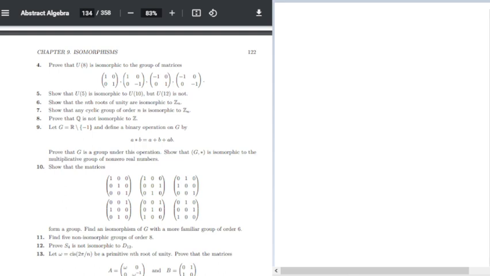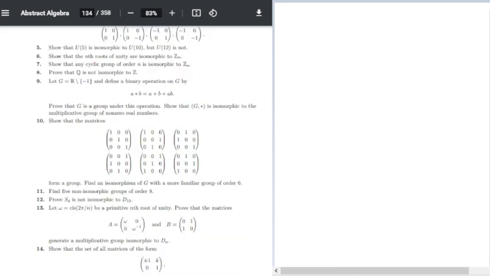Show that the nth roots of unity are isomorphic to Z sub n. This is just an application of de Moivre's theorem. Show that any cyclic group of order n is isomorphic to Z sub n. Oh yeah, it said to leave this as an exercise. So suppose that we have a group G such that there's an element a in G with the order of a equal to n, and the cyclic group generated by a is equal to G.